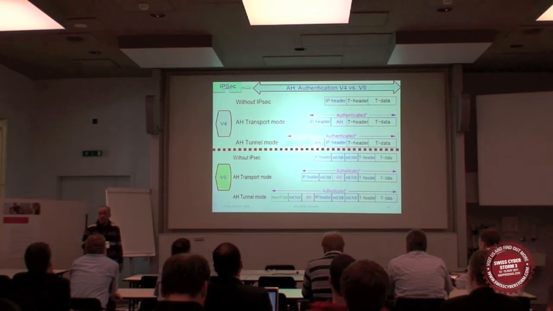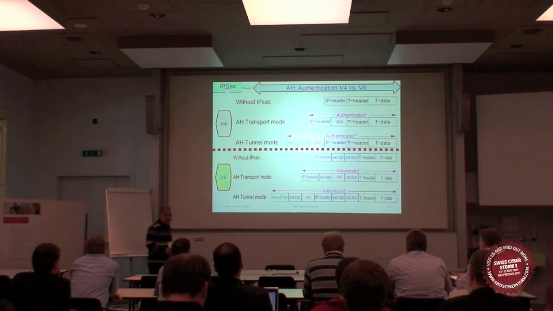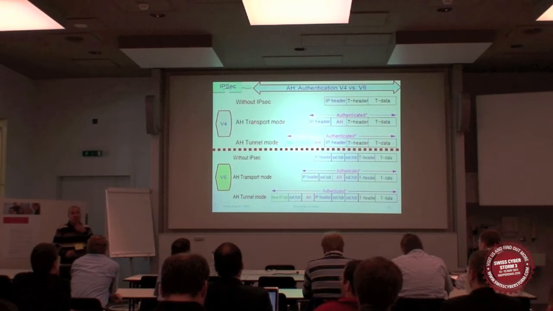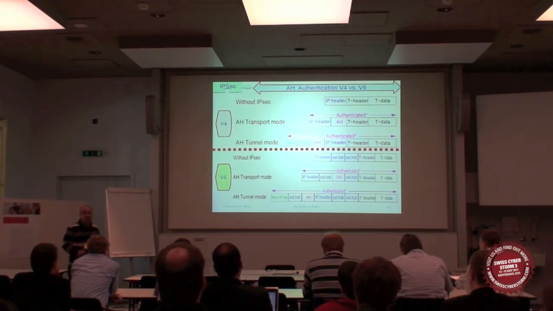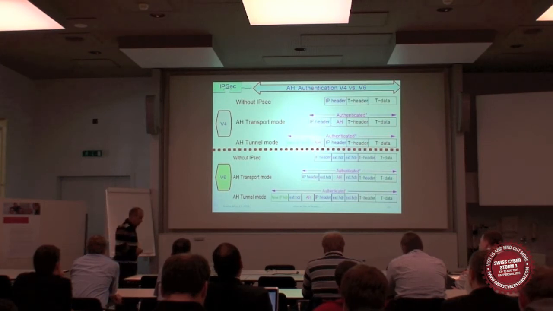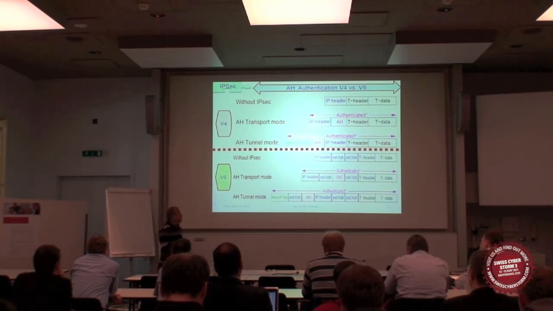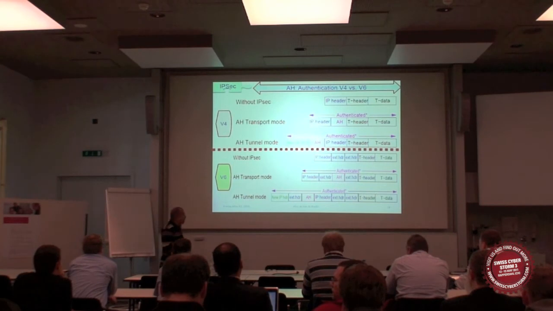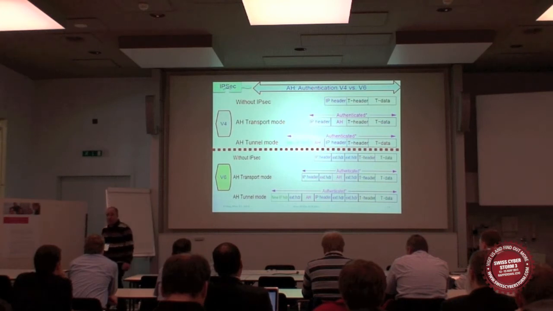Does IPsec exist in IPv4? Anybody knows? IPsec is there in IPv4, but it's not mandatory. It's optional. So this is a big difference between IPv4 and IPv6. IPsec was there in IPv4, but the operation is not mandatory. Now, if you want to make V6 secure, really, you have to consider IPsec for IPv6, otherwise you will inherit the same security problems of IPv4.